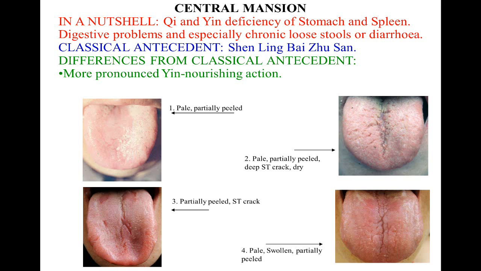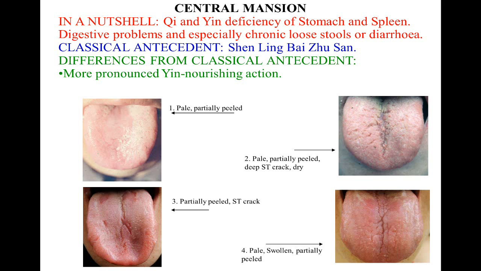It could be partially without the coating, such as these tongues. For example, this tongue here lacks a coating on the right side. This tongue lacks a coating in patches and has some cracks. This one also lacks a coating. This is very dry. So notice how we don't have one tongue specifically indicating the use of this remedy, but different tongues, because it depends on the degree of yin deficiency.